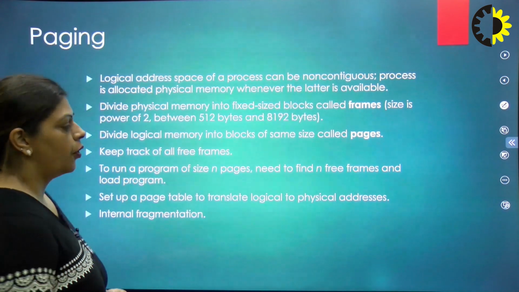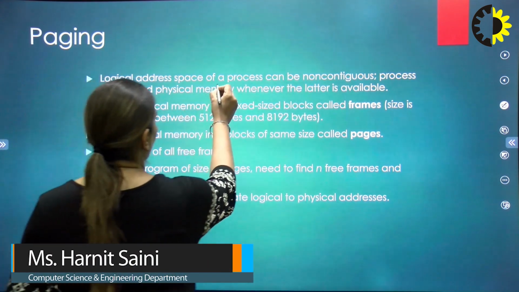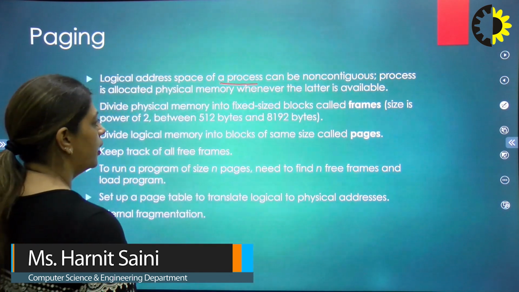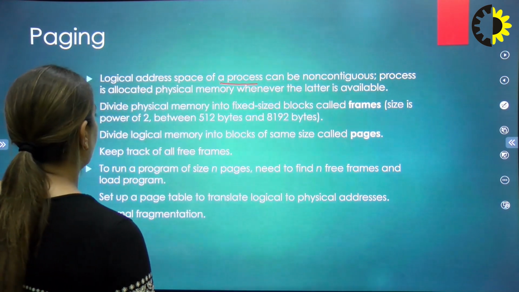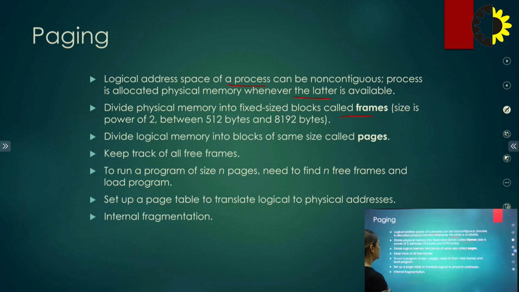Now, first of all, we should know what is paging. The logical address space of a process can be non-contiguous. A process is allocated physical memory when the latter is available. Divide the physical memory into fixed-sized blocks called frames, and the size is a power of 2 between 512 bytes to 8192 bytes. Divide the logical memory into blocks of the same size called pages.